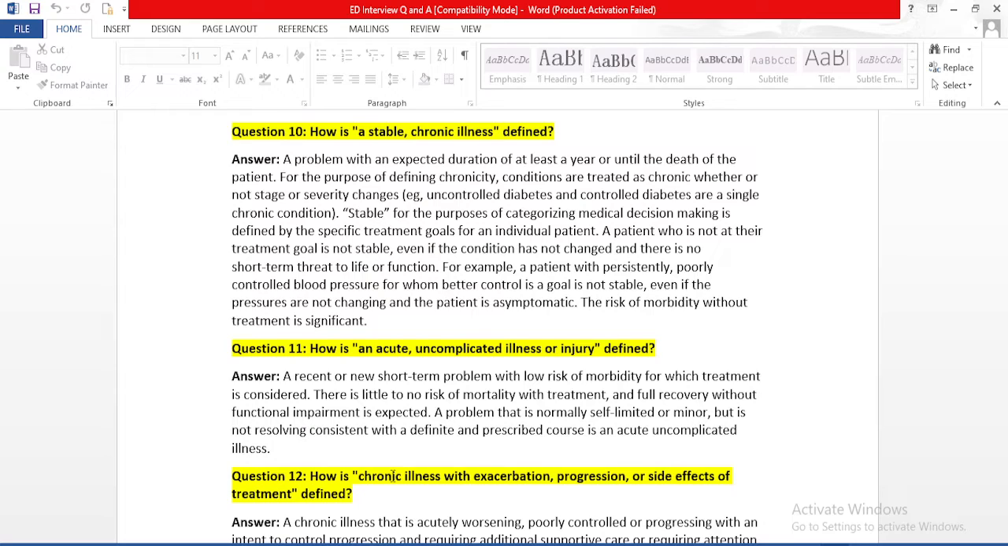For example, a patient with persistently poorly controlled blood pressure for whom better control is a good goal is not stable, even if the pressures are not changing and the patient is asymptomatic. The risk of morbidity without treatment is significant. So if a patient has poorly controlled blood pressure, it is not at a treatment goal, so it is not stable, even if the pressures are not changing and the patient is asymptomatic. Blood pressure needs to be constant and must not change.